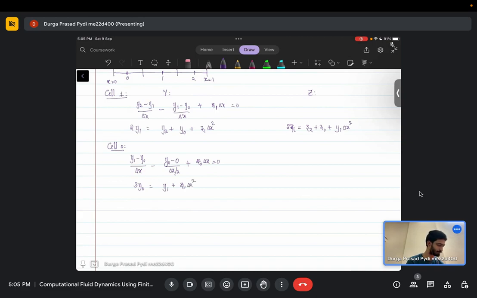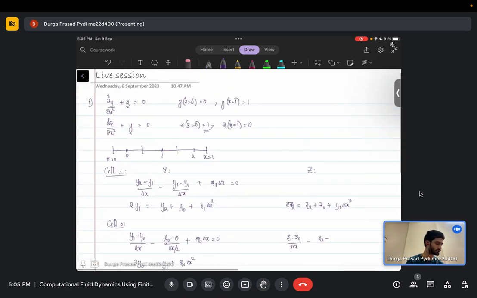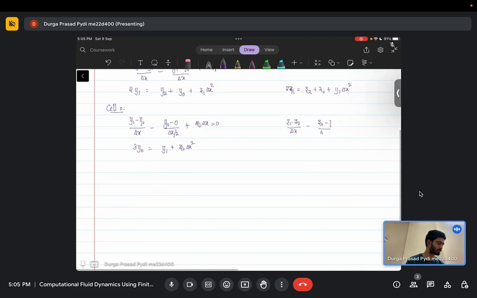Now the same along the z direction. For the z equation we have (z1 minus z0) by delta x minus (z0 minus the boundary condition, which at x equal to 0 is 1) by delta x by 2, plus y0 delta x equals 0. So this gives us 3 times z0 equals z1, plus y0 times delta x square, and then a 2 coming from the source.